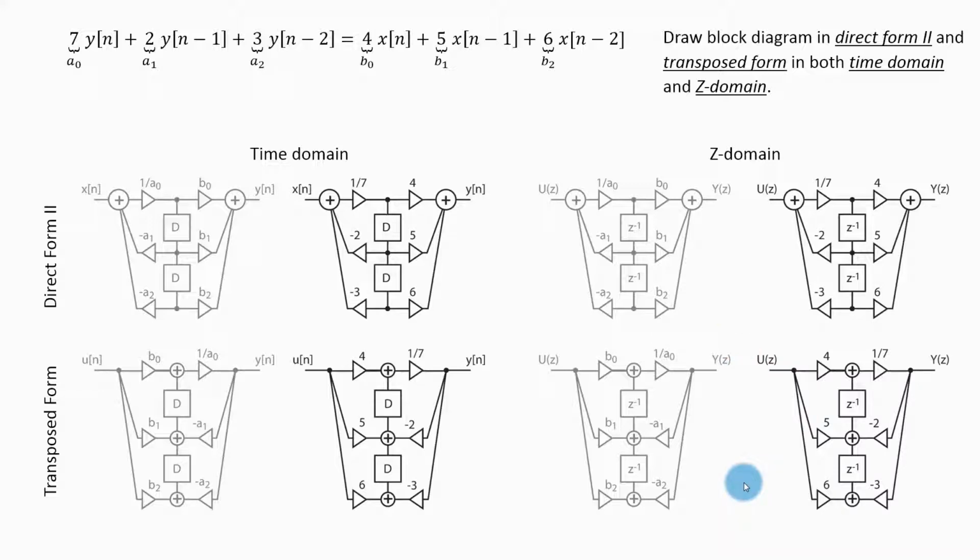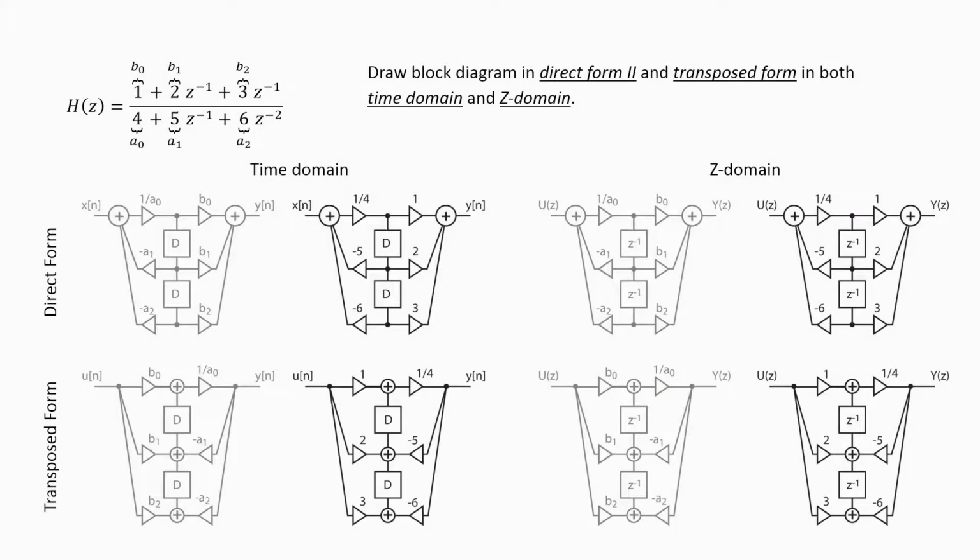I suggest that you try to do this yourself and then you compare your results with what you see here. And you should be able to do this in the opposite direction as well. When I give you the block diagram, you should be able to identify what are the A and B coefficients, and using those coefficients, you should be able to write the difference equation. So practice that a little bit as well.